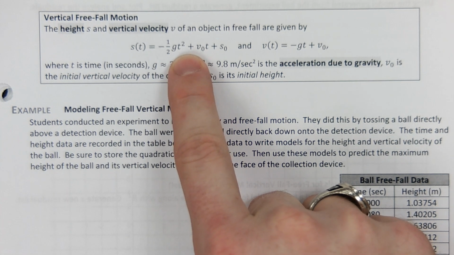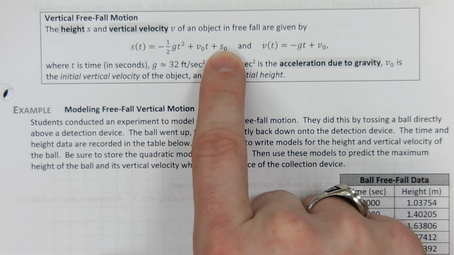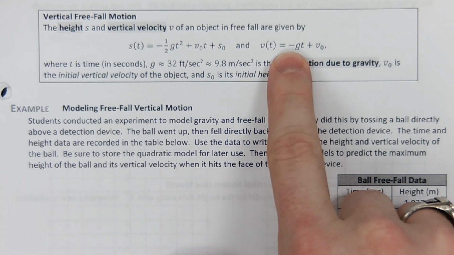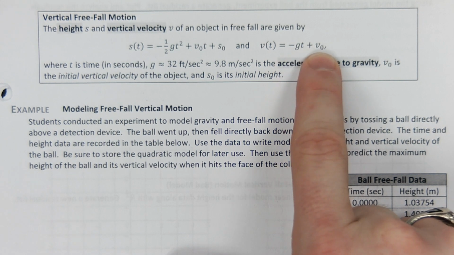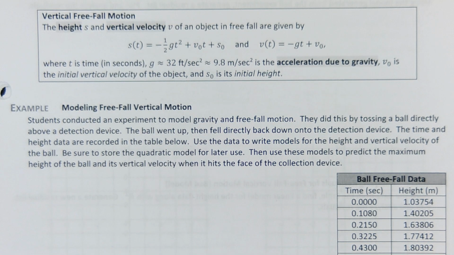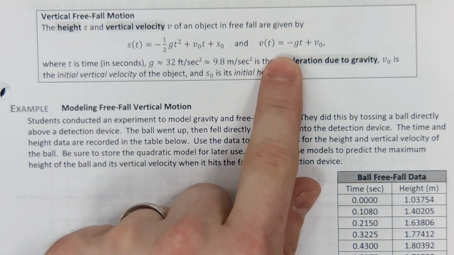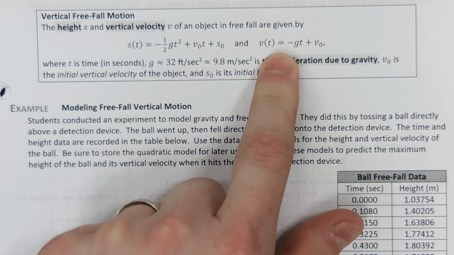T is time. V sub 0 means initial velocity, meaning what the velocity was when we started. And S sub 0 is initial position, in this case, initial height. Cool with that? Our vertical velocity, you already know what T is, you already know what G is. We already talked about V sub 0 being initial velocity. So this is going to give us our height over time and our vertical velocity over time. Cool? Cool.